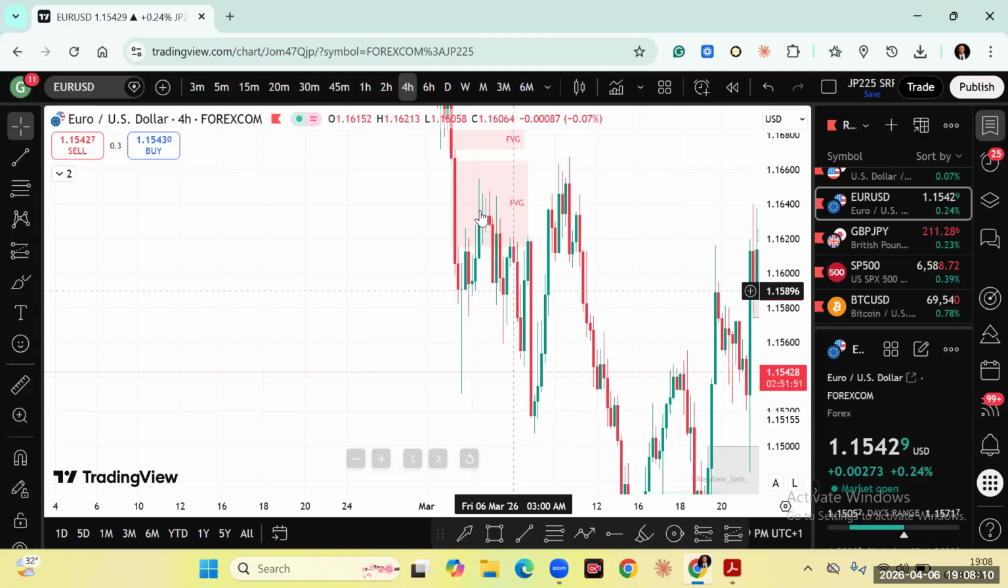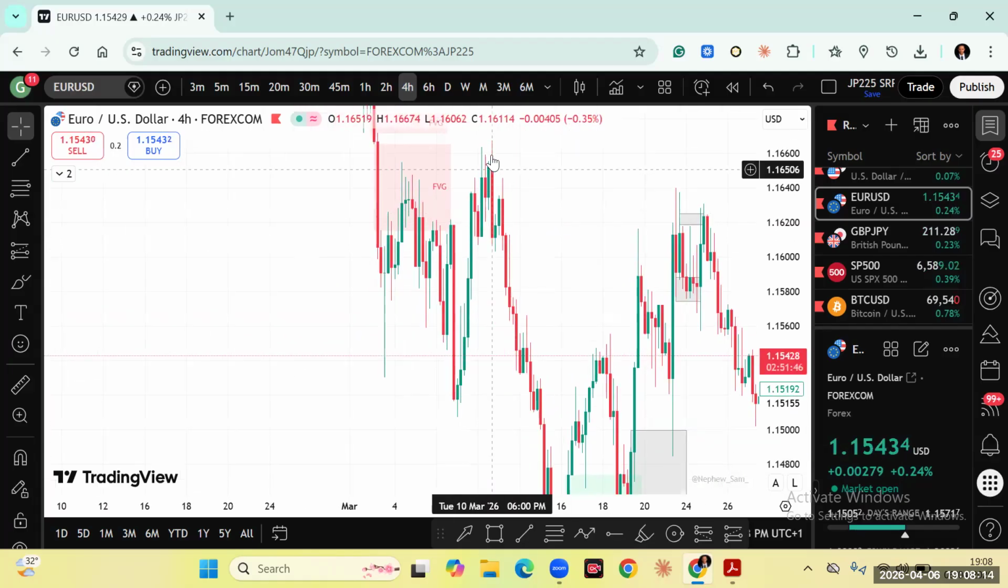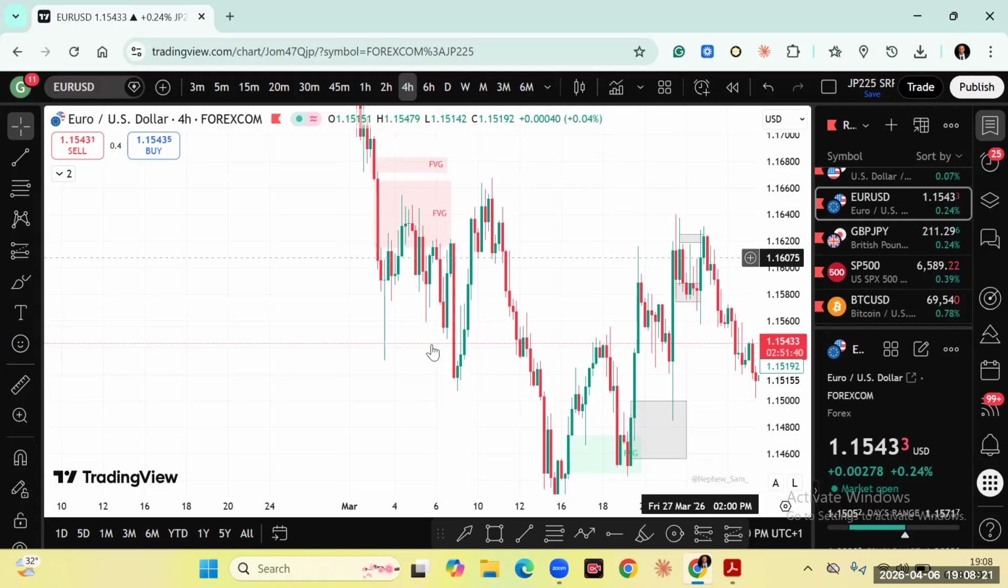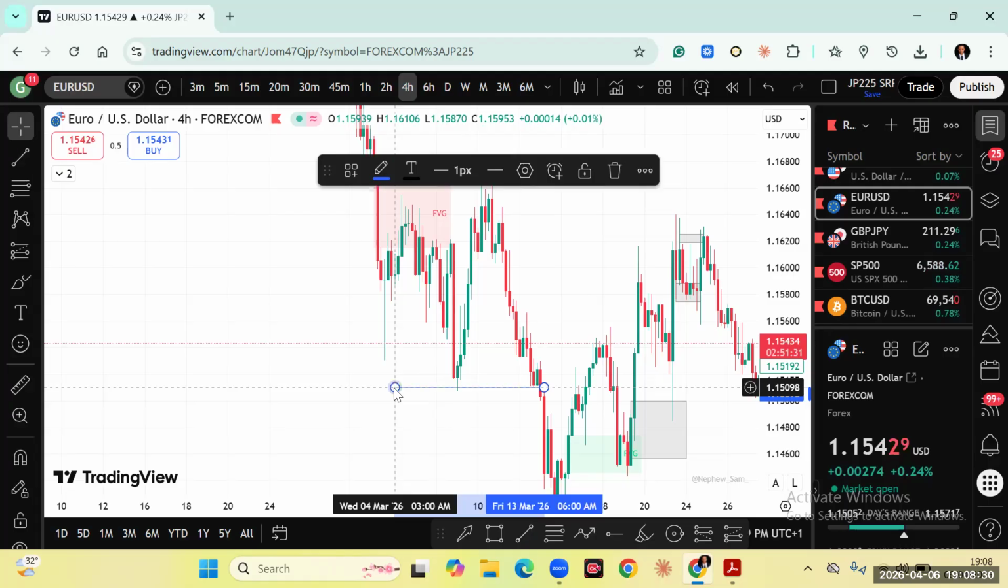It came to this zone and started with a bearish liquidity grab. After doing a bearish liquidity grab, it broke below, turning that support into resistance. So this is EU, Euro USD. It broke this low. This is for sell, SBR.